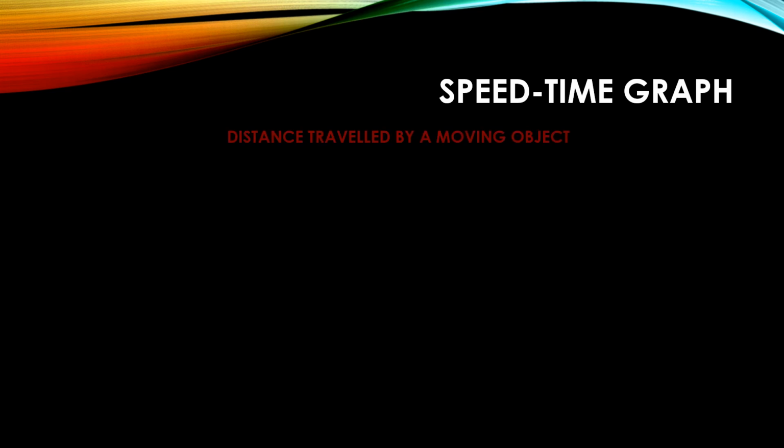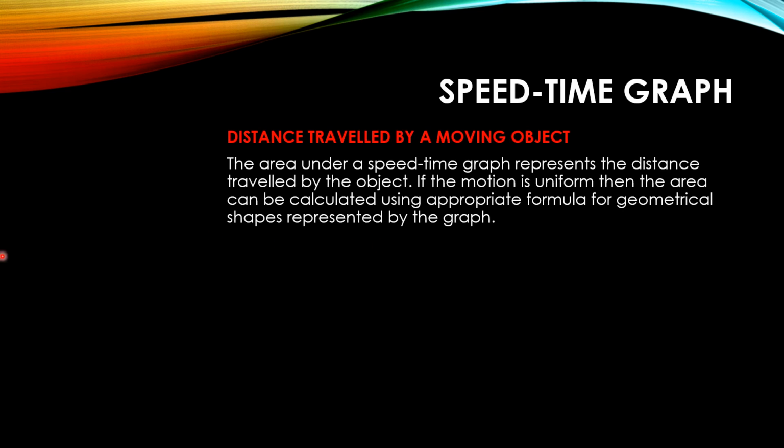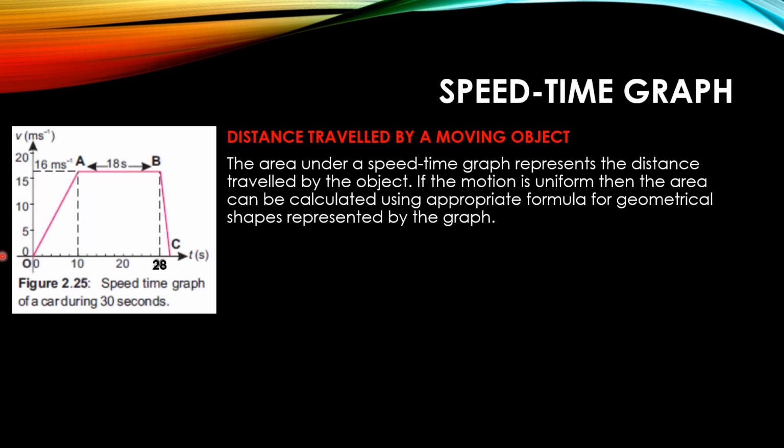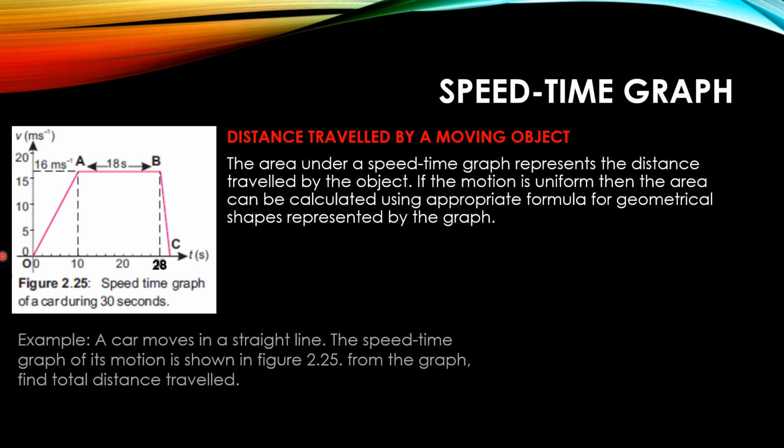Now I will explain the distance traveled by a moving object. The area under a speed time graph represents the distance traveled by the object. If the motion is uniform, then the area can be calculated using the appropriate formula for the geometrical shape represented by the graph. For that, I will consider an example of a car that moves in a straight line. The speed time graph of its motion is shown in the figure. From the graph, we will find the total distance traveled.